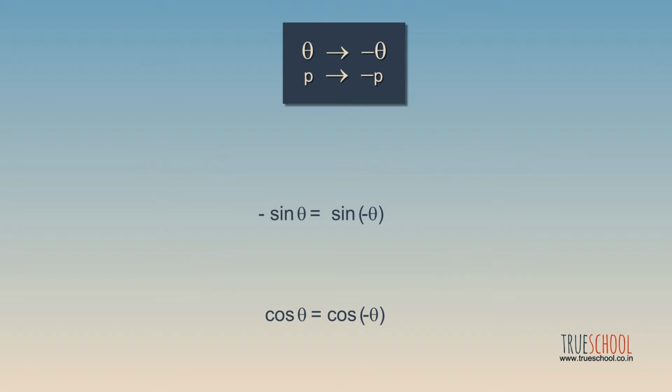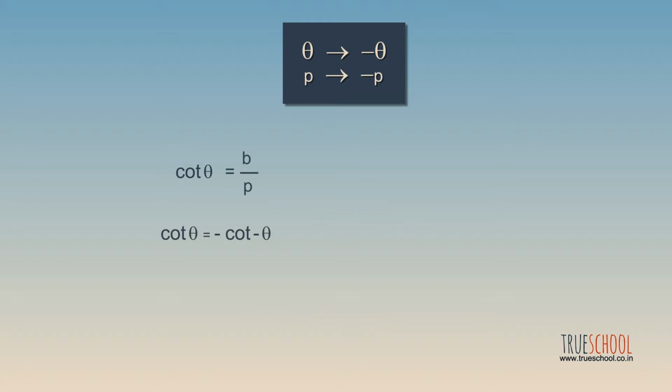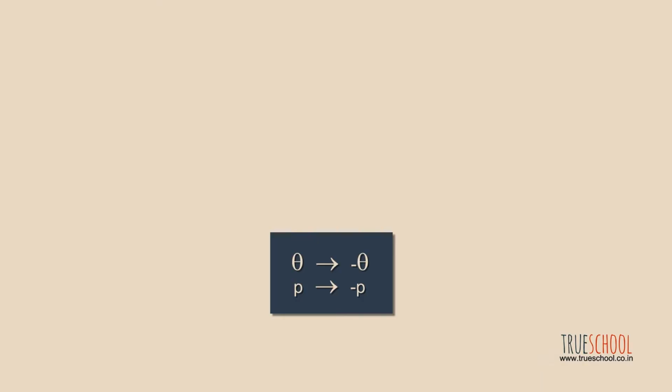Even for other trigonometric functions, we can find such a relation by seeing whether it contains p or not. Cot contains p, so its minus angle will be negative of its positive angle, but sec does not, so its minus angle will be the same as the positive angle. Try to deduce similar relationships for other trigonometric functions. Now a simple question. If cos pi by 3 is half, what will be cos minus pi by 3? Try to do this yourself.